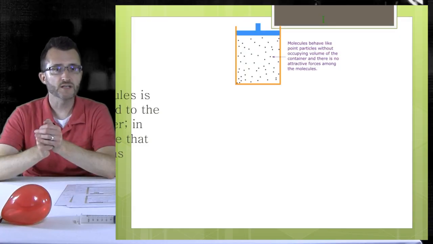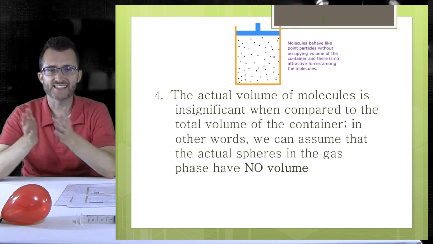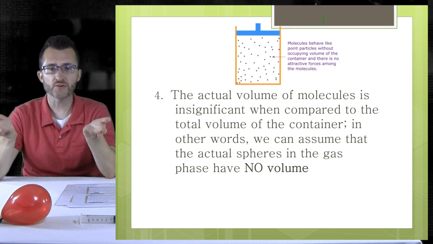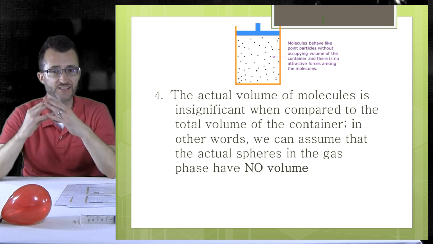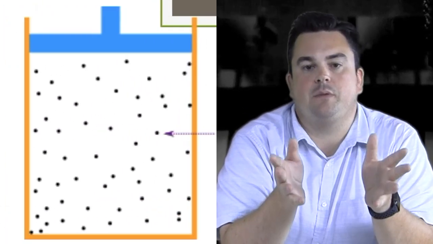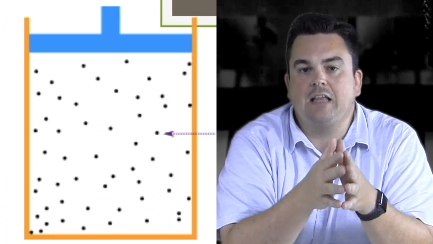Continuing on with number 4, the actual volume of the molecules is insignificant when compared to the total volume of the container. In other words, we can assume that the actual spheres in the gas phase have no volume. So to break down 4 a little further here, if we take a look at the image above, we've got a container that has a gas.